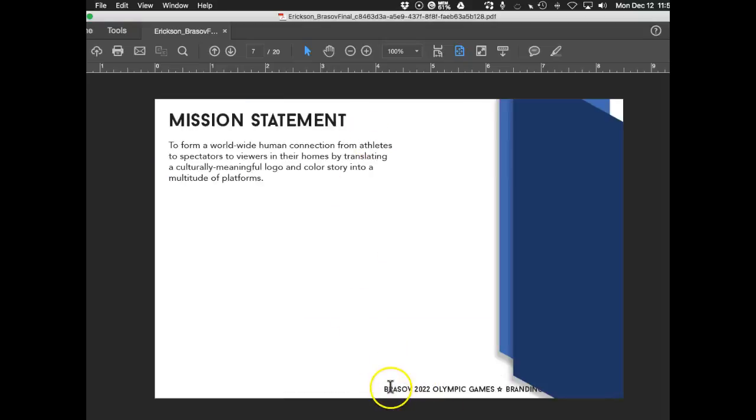Same thing with this page. It just seems like your type is getting cut off by those big blocks that you're using.